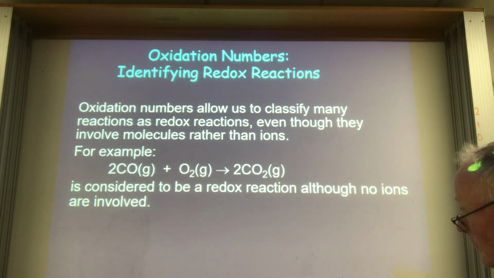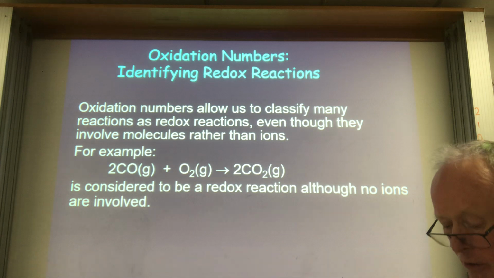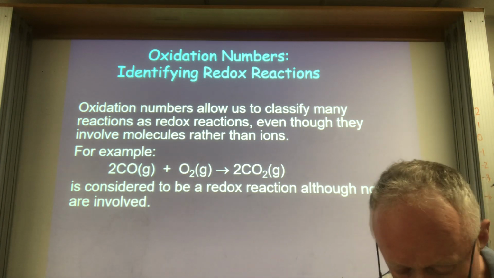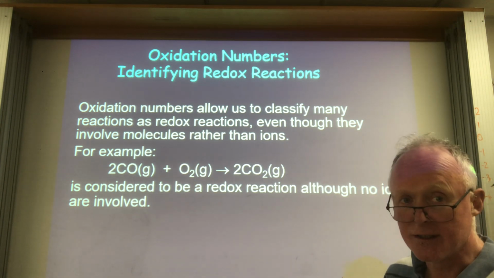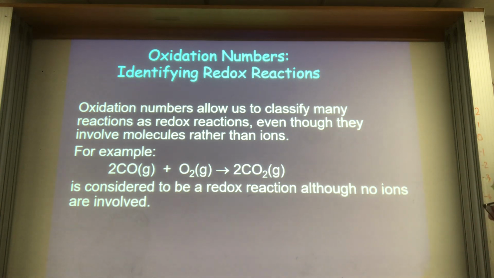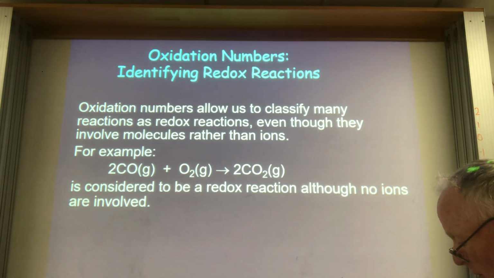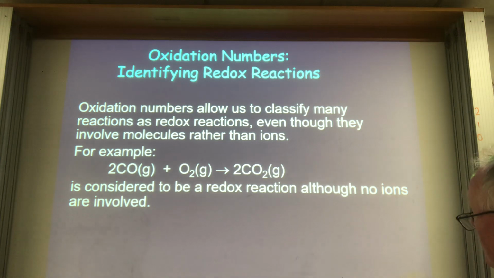Now, oxidation numbers. Basically, they turn that fairly fluffy idea of losing and gaining electrons into something a little bit more concrete, which will give us the tools to write equations. Oxidation numbers allow us to look at an equation, classify that reaction as a redox reaction and work out what's going on, even though we don't have ions with charges as we did in those previous examples.